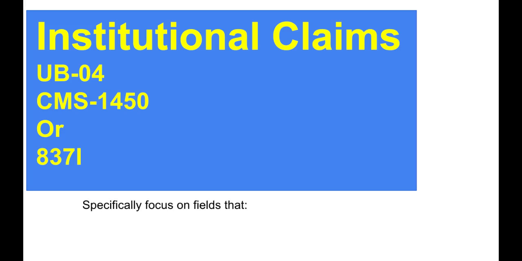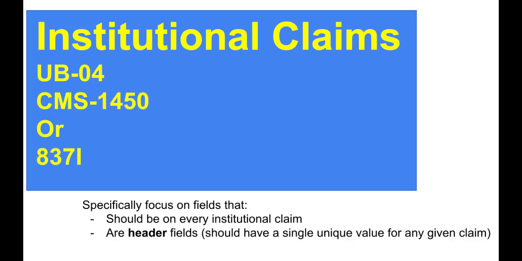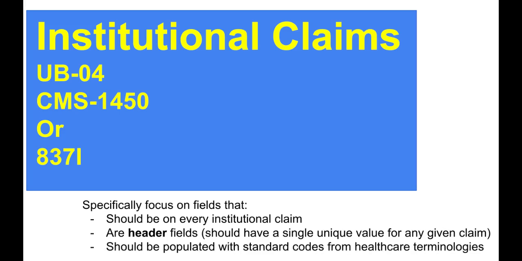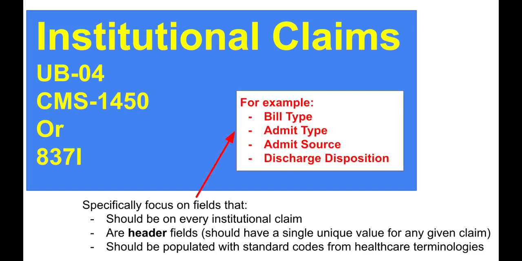So I'm going to focus on fields that, first of all, should be populated on every single institutional claim, fields that are header fields, so that means that they should have a single unique value for any given claim, and fields that should be populated with standard codes from healthcare terminologies. So examples of these types of fields are things like bill type, admit source, discharge disposition.